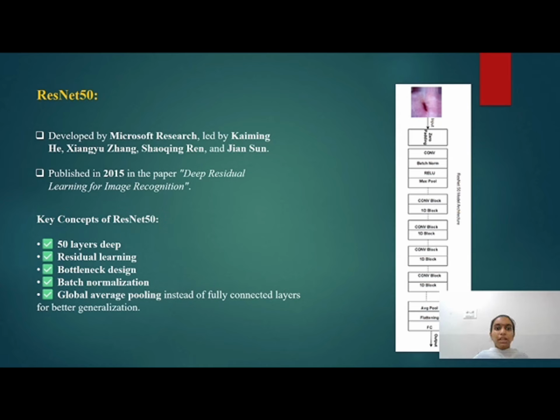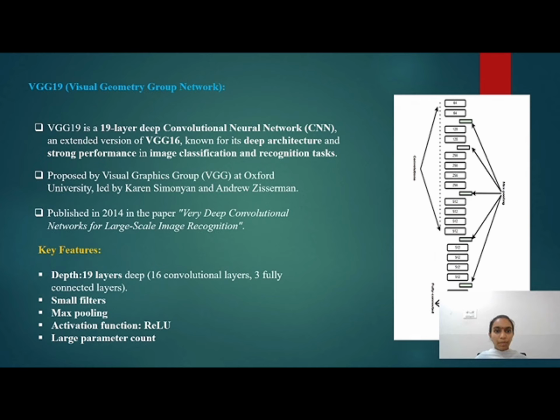ResNet 50 introduces residual connections for better training. It was developed by Microsoft Research. It was published in the year 2015 in the paper Deep Residual Learning for Image Recognition. VGG19 is a 19-layer deep network.